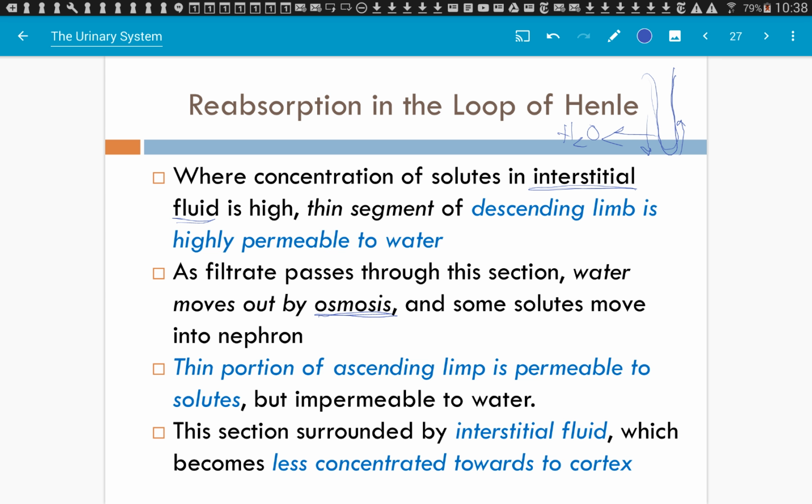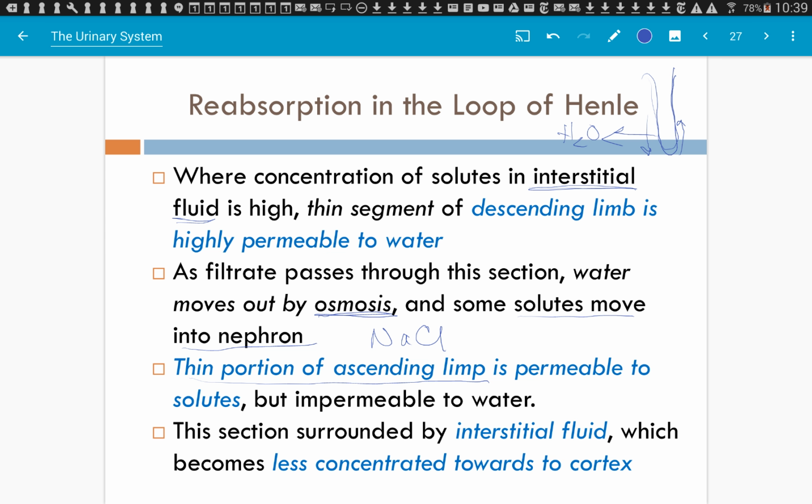There are a few solutes that move into the nephron. I believe sodium chloride was one of them. Then going to the thin portion of your ascending loop, it is also permeable because it's a really thin, simple squamous epithelial cell wall. So it's easy for substances to diffuse across.